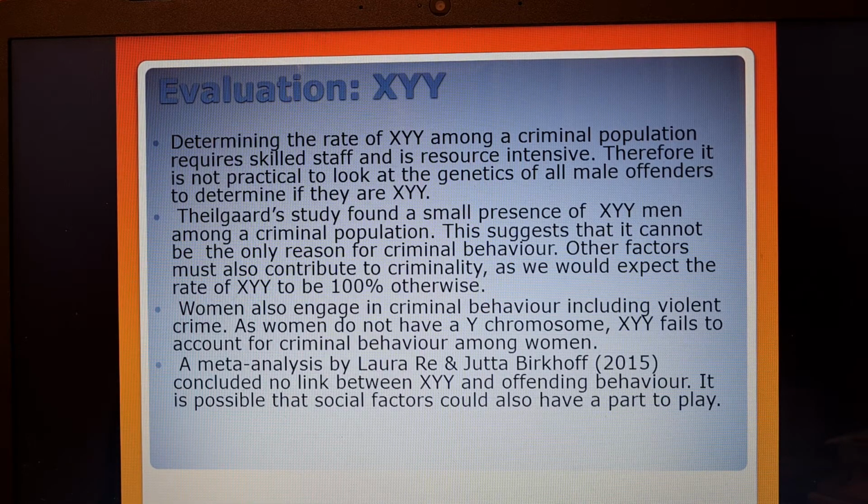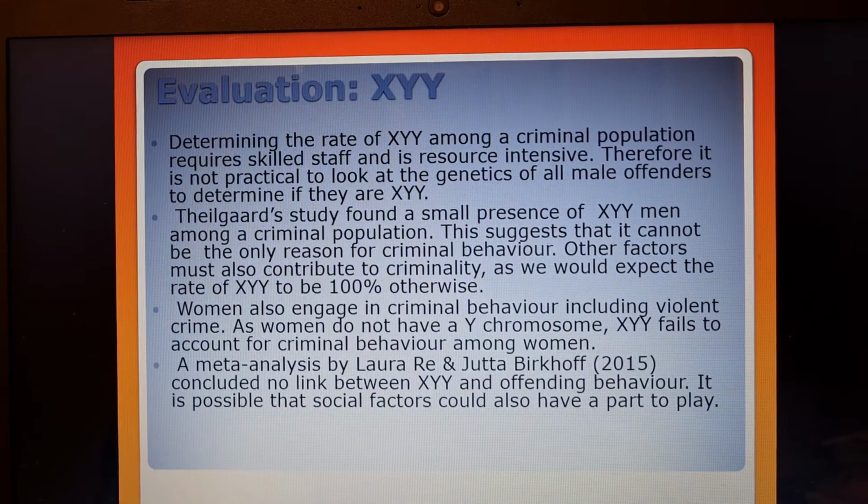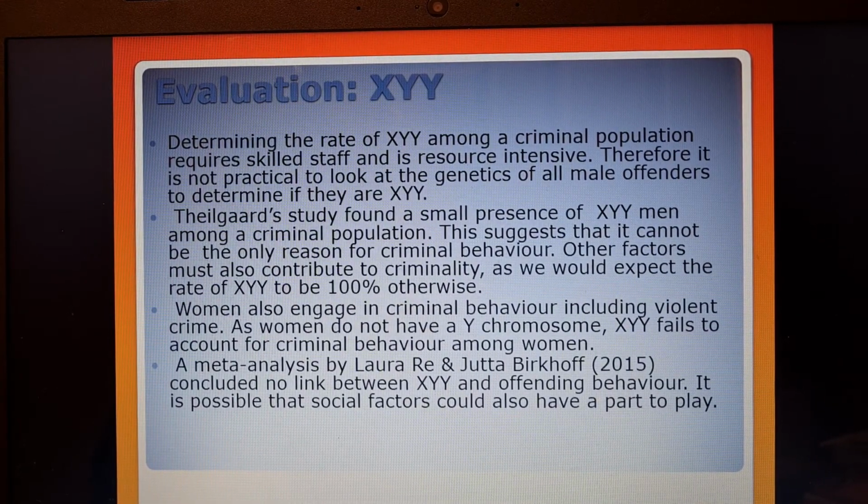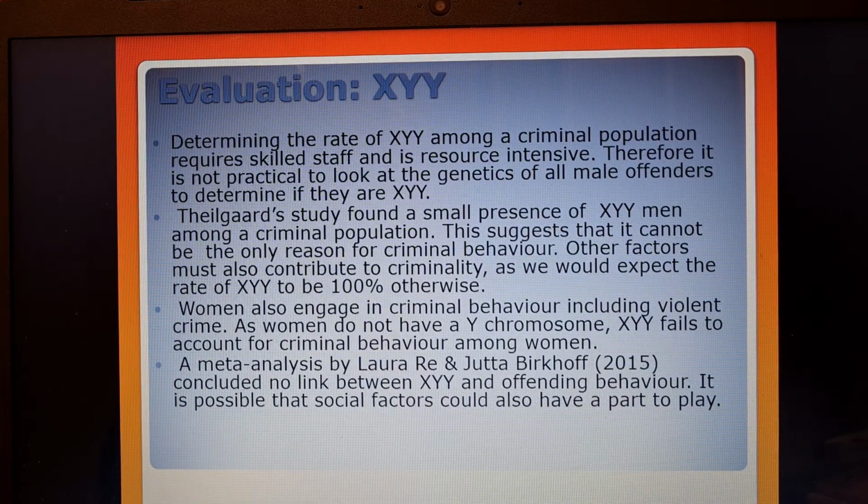The research on XYY, determining the rate of XYY in a criminal population, does require a lot of time and skilled staff, and it is resource intensive. In other words, it is time consuming. So it's not really a practical way to look at the genetics of all male offenders to work out if they have XYY. Another study, Theilgaard's study, found a small presence of XYY men amongst the criminal population.